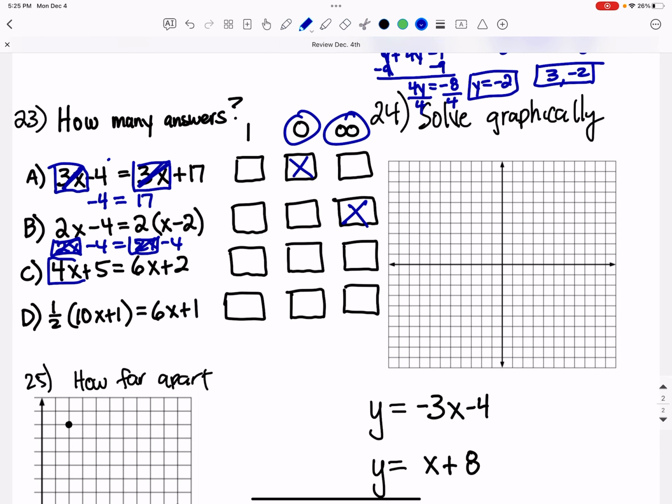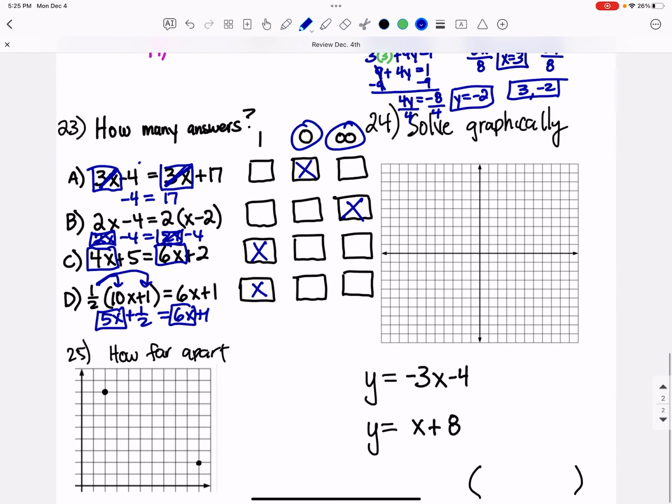4 x's on this side are not going to cancel out 6 x's on this side. So this is just a normal problem, one answer. 1/2 of 10x is 5x. 1/2 of 1 is 1/2, plus 1/2 equals 6x plus 1. We have 6 x's on this side. We have 5 x's on that side. They're not going to cancel out. So this is just a normal problem that has an answer.